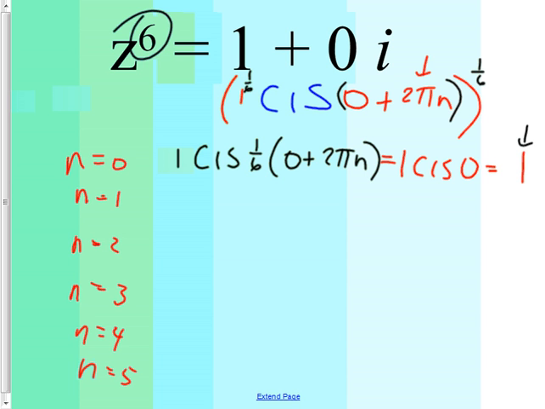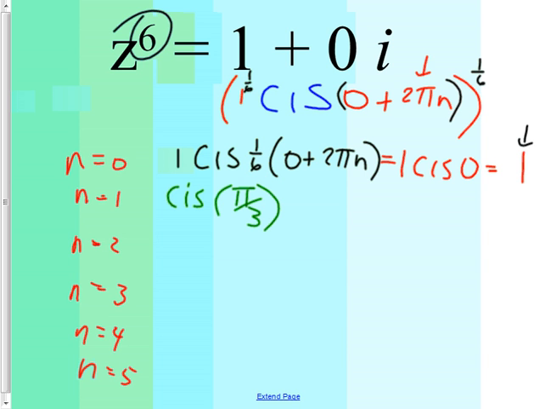So here's how this one would go. If I put in a 1, now it's cis. Notice me dropping the 1. 1/6 of 0 plus 2 pi times 1, which is 2 pi. So now it's 0 plus 2 pi, which makes it 2 pi. 2 pi times the 1/6 makes it 2 pi over 6, which makes it pi over 3. Oh my gosh. I think it was adding pi over 3 each time, wasn't it?